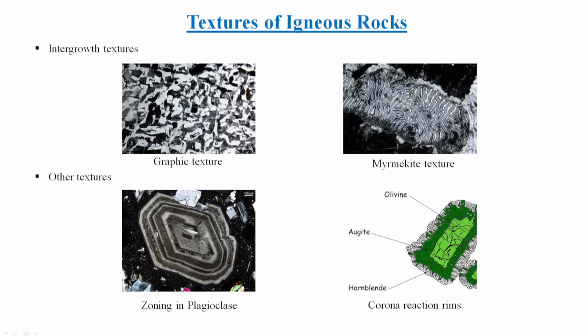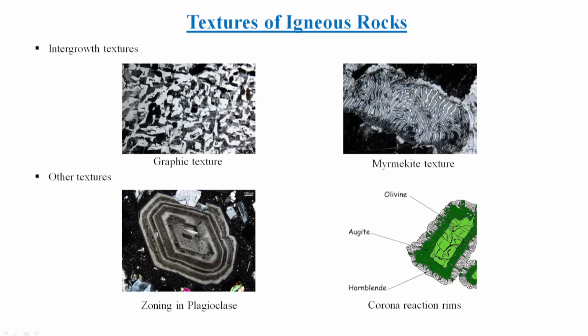Now looking into some other textures that we also get in plutonic rocks, for example intergrowth textures like graphic and myrmekitic texture. These are intergrowths of one mineral within another mineral. For example, if I look at this beautiful worm-like structure, that is referred to as myrmekite texture. There you can see these small blobs or worm-like structures of quartz present within a large grain of feldspar. So this will be the intergrowth of quartz within your feldspar. So that's your myrmekite texture.